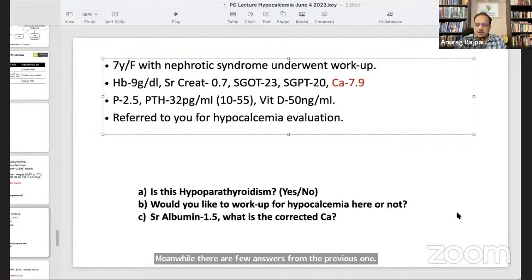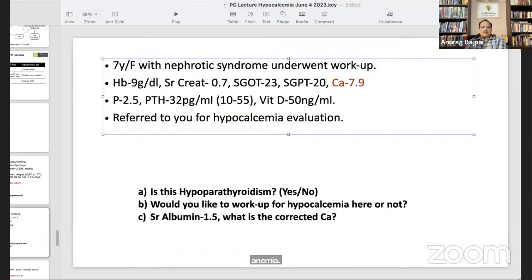alkalosis worsened hypocalcemia. Absolutely right for the last one. Now, in this case, whether we really think this is hypocalcemia. Dr. Anand has mentioned that this is because of hypoalbuminemia. So Dhwani, this is not really hypocalcemia, so it's not hypoparathyroidism.